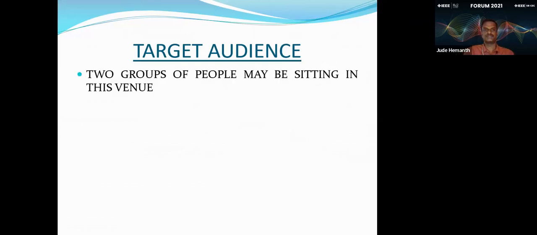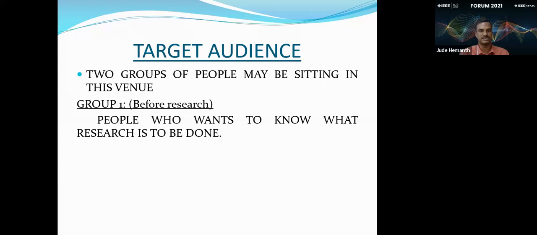Target audience: two groups of people may be sitting on the other side. Group one, I am categorizing them as before research, people who want to know what research is to be done. When you start your PhD work, immediately you cannot go for publication. That is the second step. The first step is your technical work, what you do. If you have not decided on what you should do, maybe you can place yourself under the group one category.